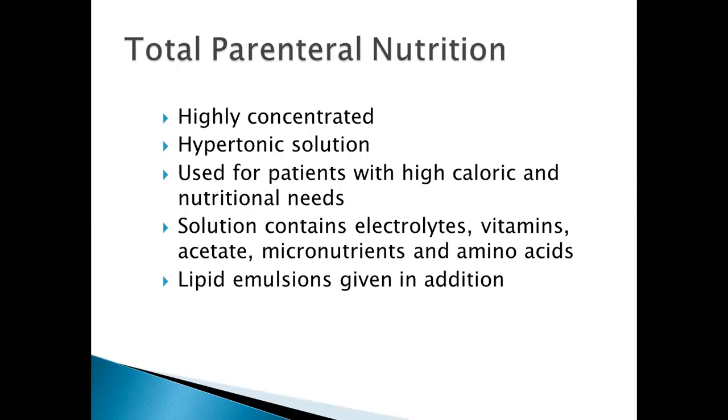And the last point today is total parenteral nutrition. Total parenteral nutrition is basically a highly concentrated hypertonic solution which contains all the metabolic requirements of the patient who cannot be fed enterally. That is, we cannot give oral or nasogastric feeds to this patient, so we give the entire nutrition through the IV route, that is total parenteral nutrition. So it contains electrolytes, vitamins, macronutrients, amino acids, lipids, everything.